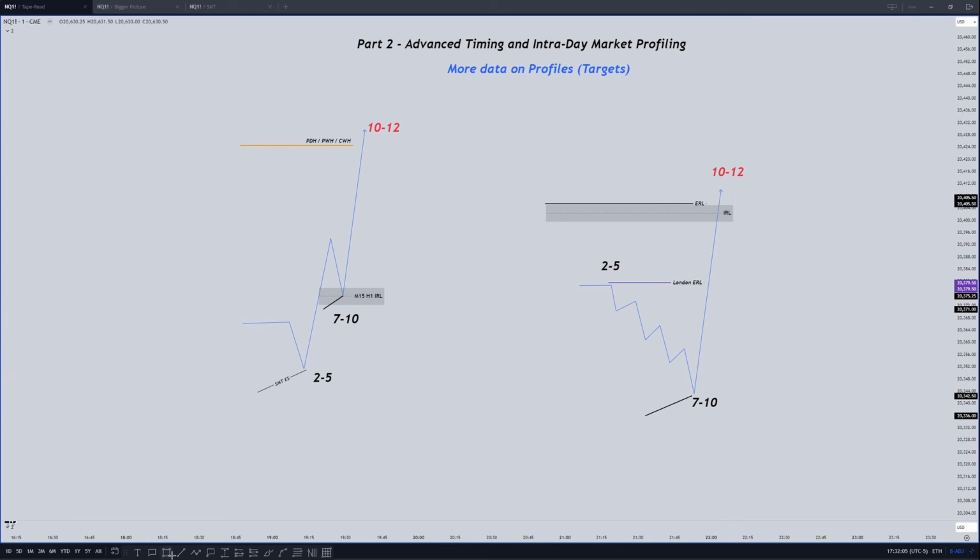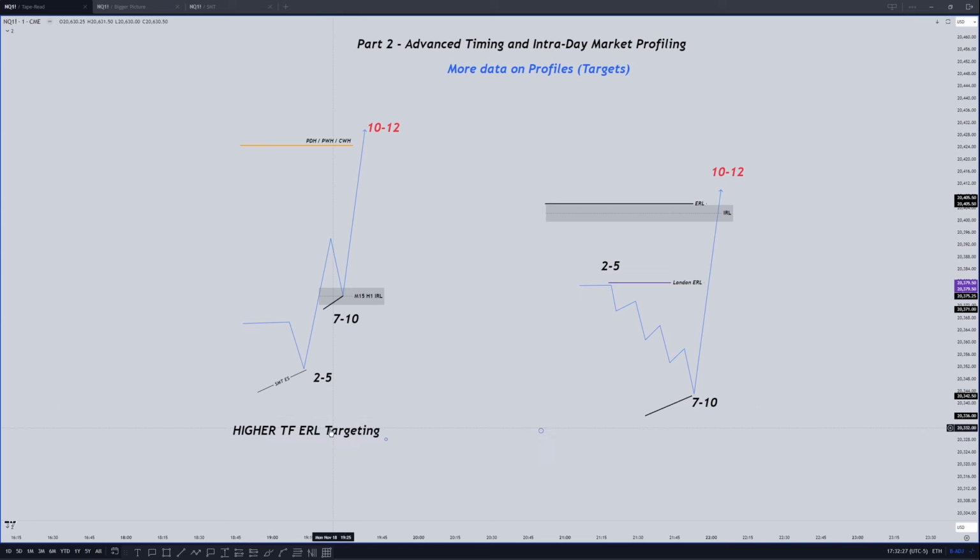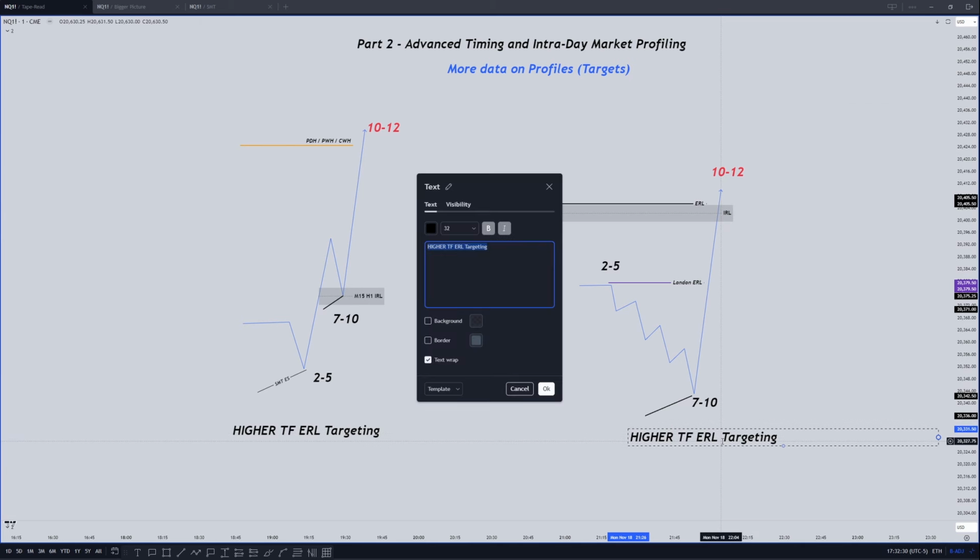But really, what you should get from this is when we have a classic expansion, so when London creates the lower high of the day, then we're looking for some sort of higher time frame external range liquidity, or some sort of relative equal highs, some sort of 4-hour inefficiency that we can be targeting. And then over here, I'm going to be looking at London high or low as target. And then anything after that is extra.